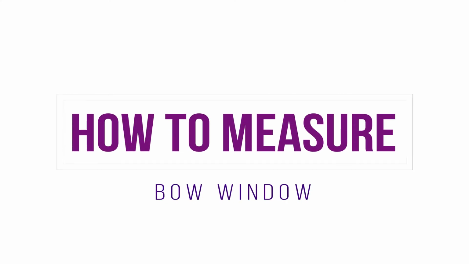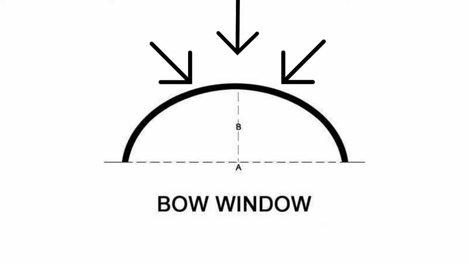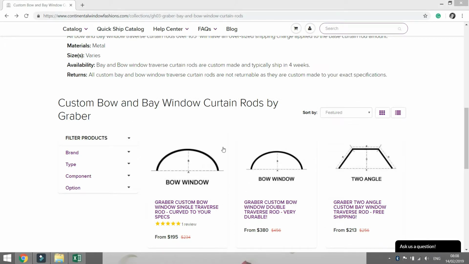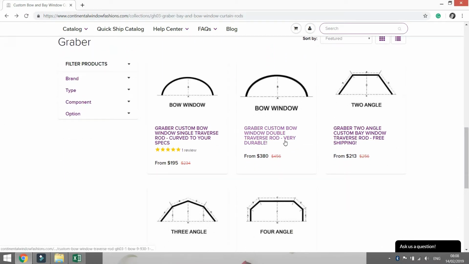Let's look at how to measure a bow window. Measuring a bow window is quite straightforward. Measure the overall width of the window A, including stackback allowance on the left and right where appropriate, and the depth B. Because of the angle, it's easy for the supplier to determine the length of the track needed with those 2 measurements. Once you have all of your measurements jotted down on the worksheet, you can input the values on the Graber bay and bow window curtain rods page.